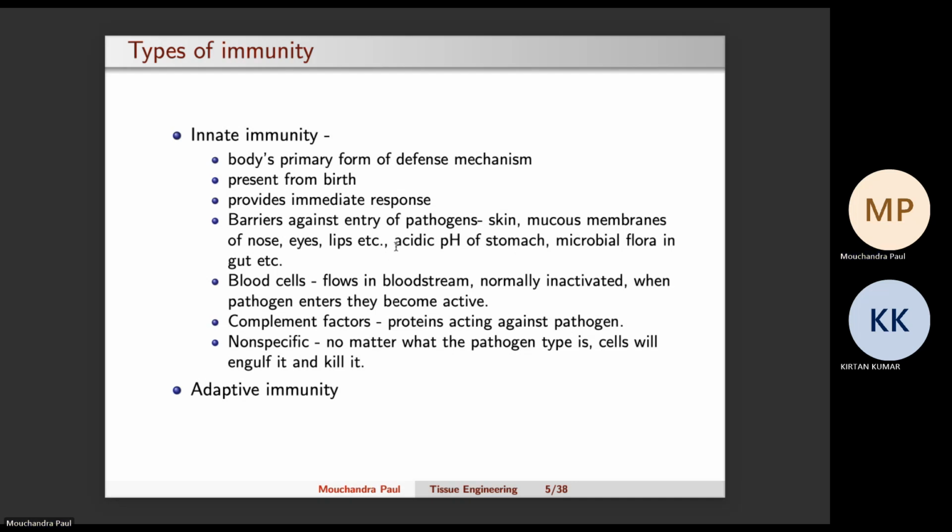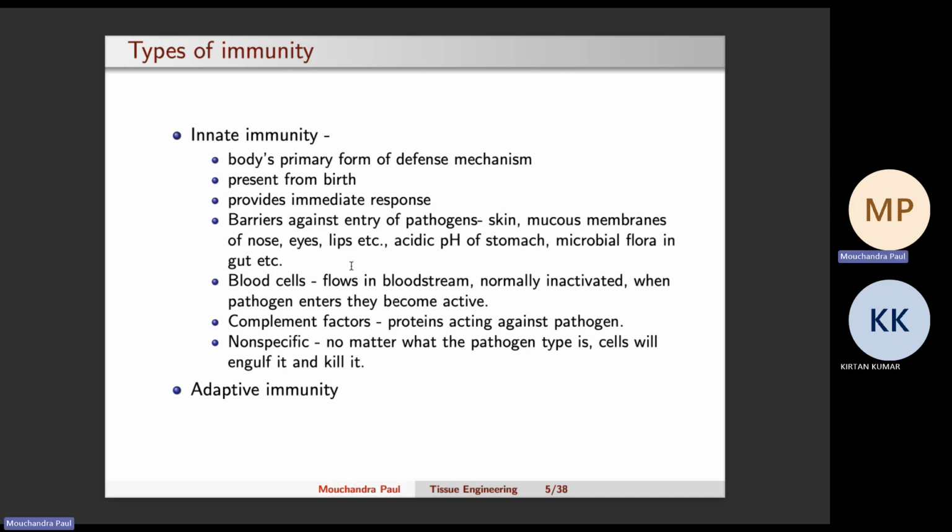Okay. Then the pH of our stomach. Somehow, if we ingest some pathogen through our food or drink, like in water, the pH, which is around 1 to 2, which is highly acidic, is detrimental. It can kill those pathogens and won't allow them to attack any of the organs.